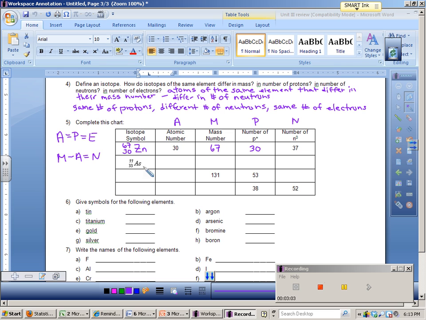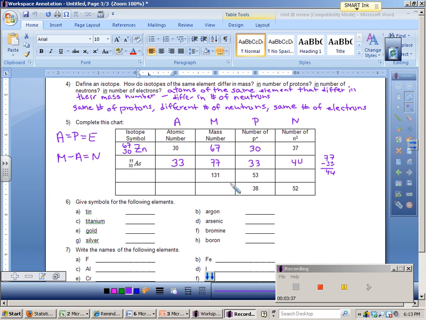The next one has given us our isotope symbol. Therefore, the 77 on the top is our mass number. The 33 on the bottom is our atomic number. If our atomic number is 33, we know that that equals the number of protons, 33. To get number of neutrons, we're going to do 77 minus 33 and get 44. So the number of neutrons we have will be 44.